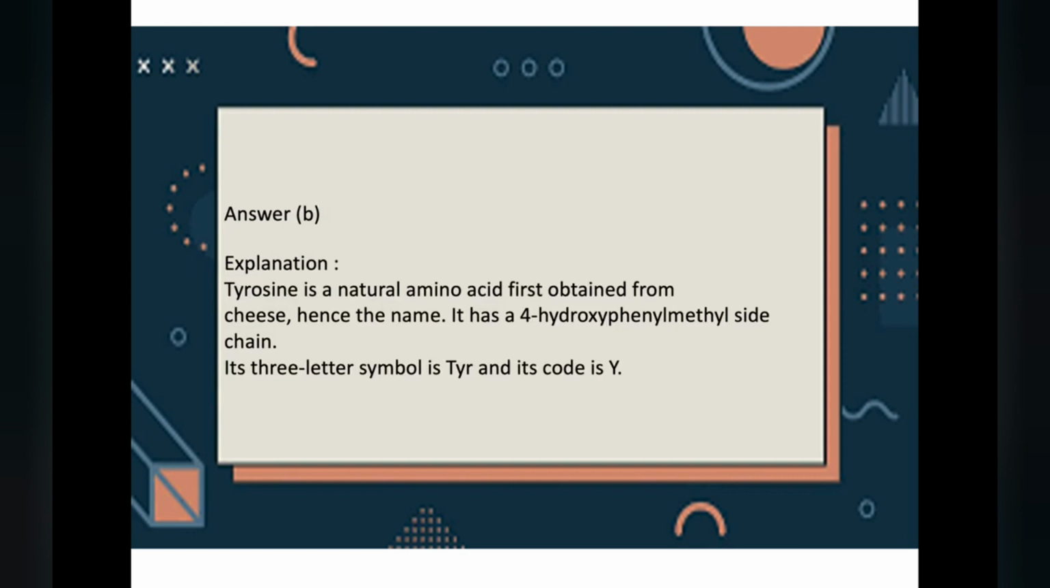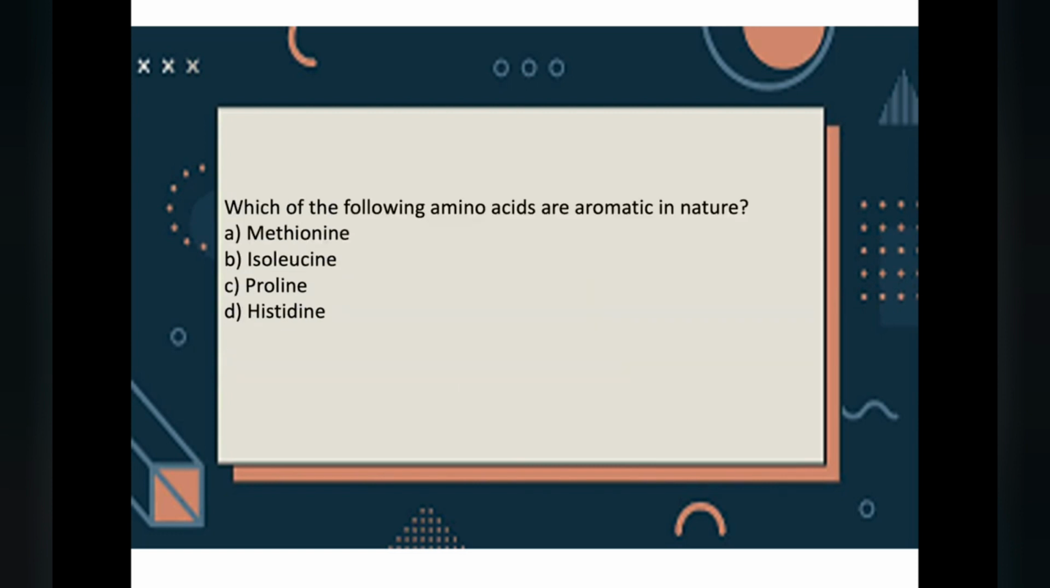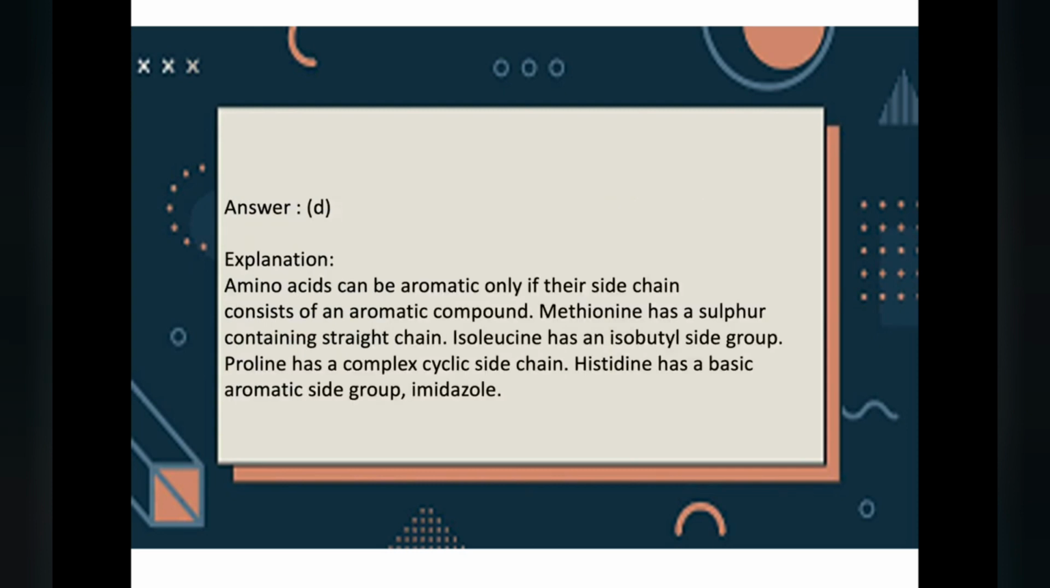What is the reason? What actually is tyrosine? It's an amino acid. It was first obtained from cheese, so we call it by that name. Its structure is 4-hydroxyphenyl methyl as the side chain, and the three-letter symbol is TYR. So the code is Y. And the next question: which of the following amino acids are aromatic in nature? The choices are methionine, isoleucine, proline, and histidine. The answer is choice D, histidine.